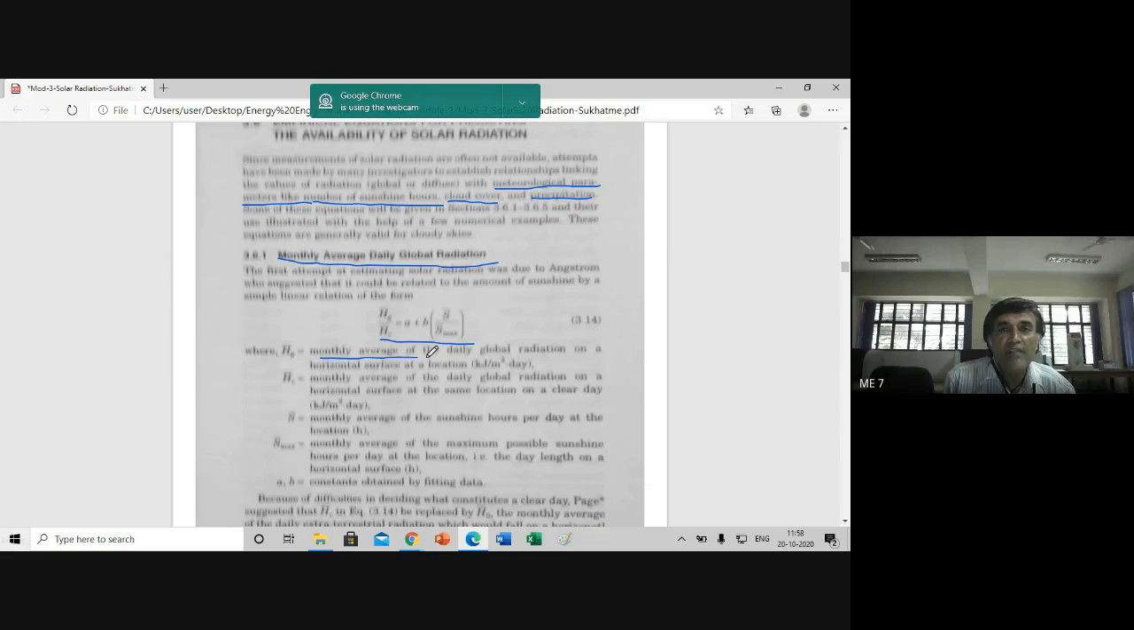Hg bar is the monthly average of the daily global radiation on a horizontal surface at a location. Look at the units: kilojoule per square meter per day. Then S bar is the monthly average of sunshine hours, and S maximum is the monthly average of the maximum possible sunshine hours per day at the location. So these are the four parameters. It is a little blurred, the scanning, but manage with this one. The next page is clear, and in our book it is clear.